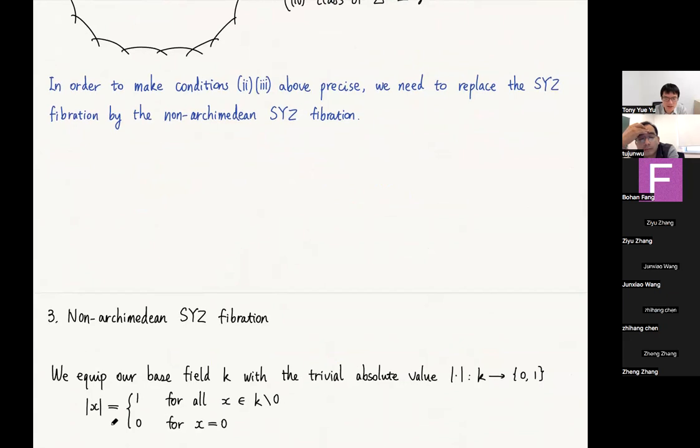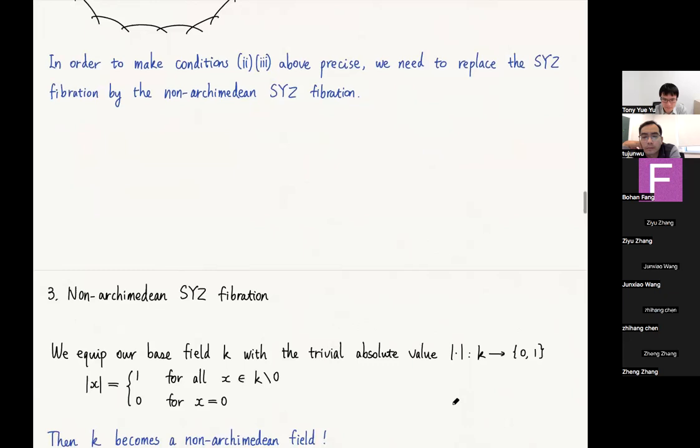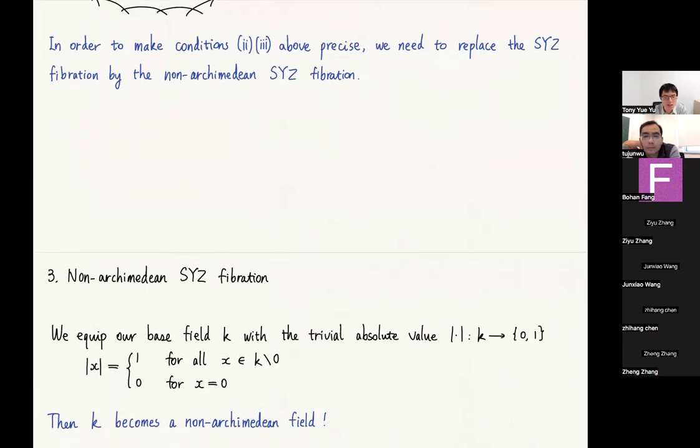So we define a new norm, which sends 0 to 0 and any non-zero element to 1. Over complex numbers, we have the usual complex norm. Now we just forget about it and we put this trivial norm. And then K becomes a non-Archimedean field. So if we start with a complex log Calabi-Yau variety, we don't change the variety. We just put a different norm, and in algebraic geometry, it's still the same thing. But in analytic geometry, it becomes different.